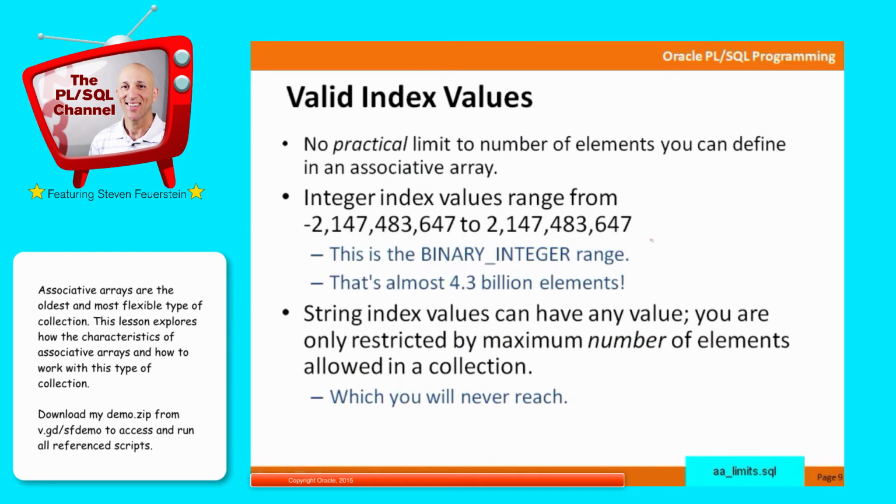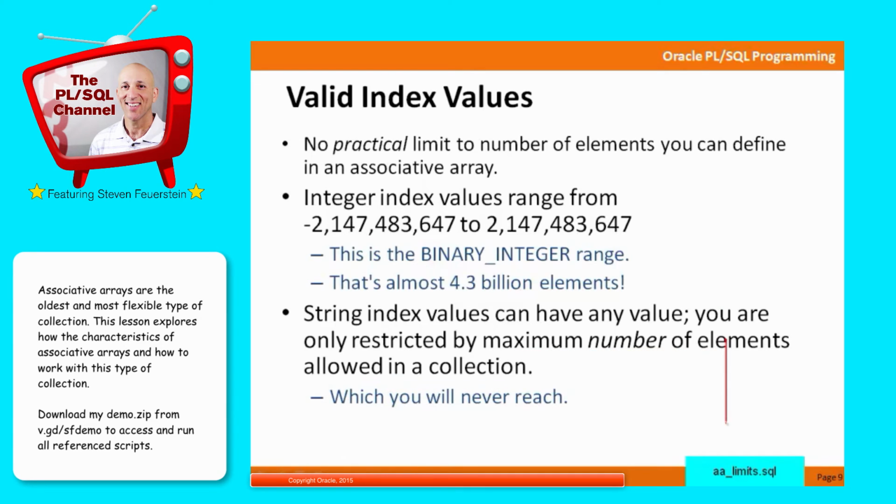String index values can actually have any value. So if you're defining an index by string, you can use Smith, Jones, etc. There's no specific range of values that is defined, only the maximum number of elements allowed in your collection. So you can use any string you want, but you can only have up to this many different strings used in your collection. Again, you will never reach that limit in practical day-to-day work because you won't have enough memory in your session. So you can use any string value you want for indexing.